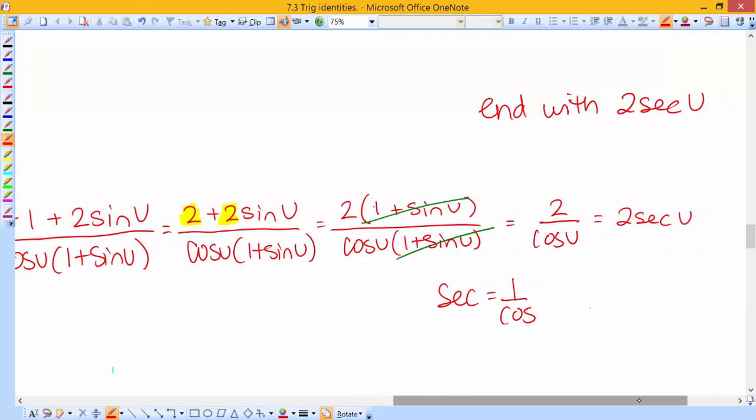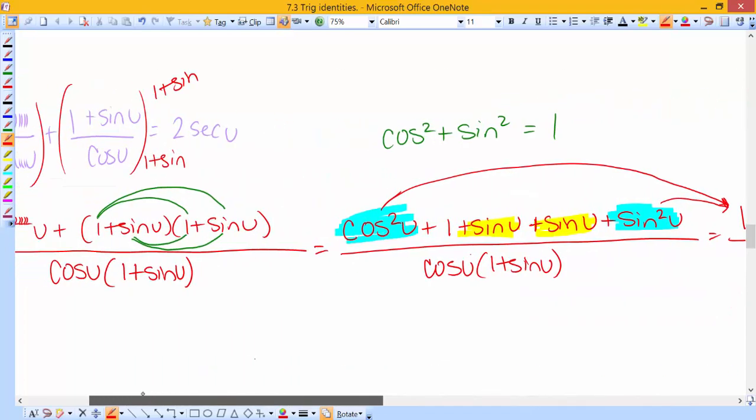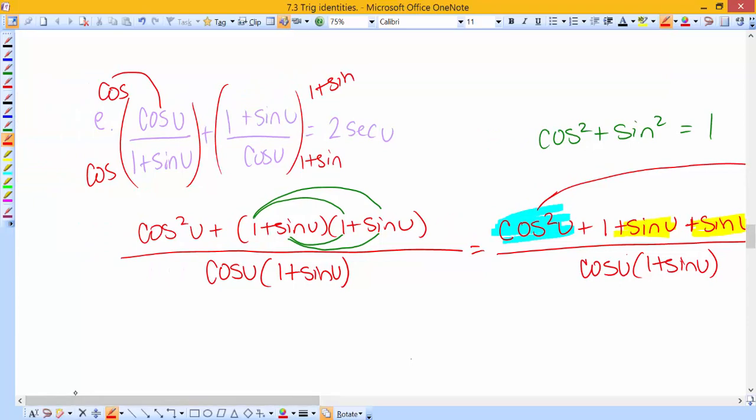I am showing you every single step. But some of you need that. Some of you need to show every step, and it is okay. I want the process to be correct, you guys. I don't want you making a mistake somewhere, and then at the end you're just going to put, oh, see, look, I get 2 secant u, but your work does not give you 2 secant u. Do the proper work. All right, so that wraps up A through E.